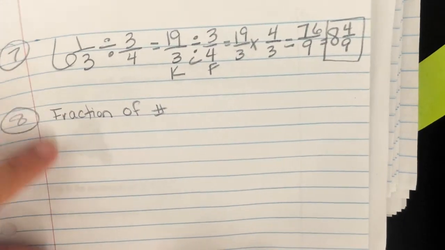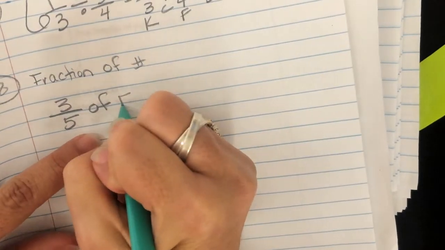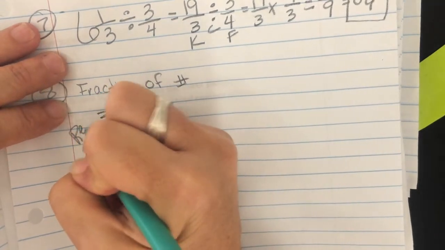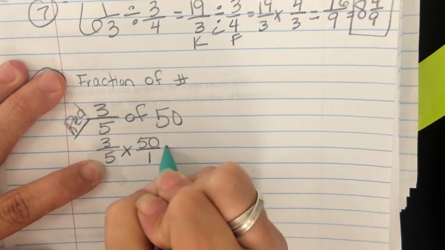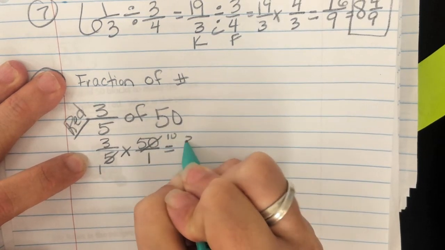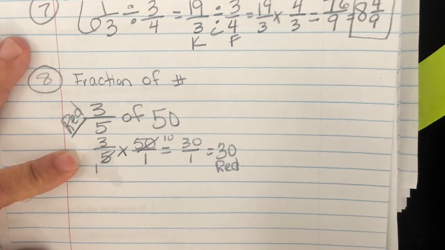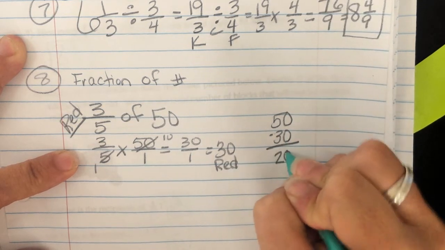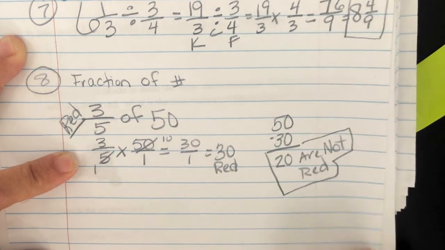Okay, so the fraction they're working with is 3/5. Of means multiply, and they have 50 blocks. Now, that is the set that are red. Whatever we come up with here is red. So 3/5 times 50 over 1, so 30 blocks are red. But the question is, how many blocks are not red? So if the total blocks are 50 and 30 are red, that means 20 are not red.